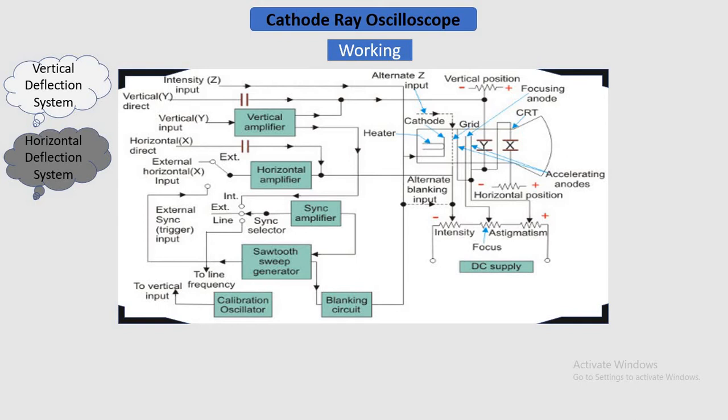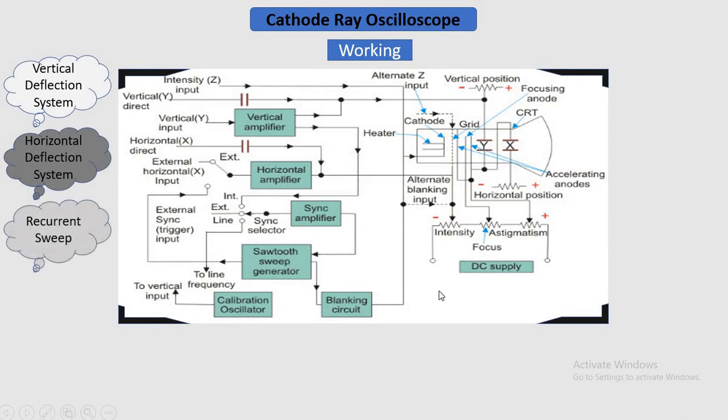By seeing the circuit diagram, the sawtooth sweep generator is triggered by the synchronizing amplifier while the sweep selector switch is in the internal position. So the triggered sawtooth generator gives the input to the horizontal amplifier by following this mechanism. Here we will discuss the 4 types of sweeps. Here the sawtooth generator is shown.